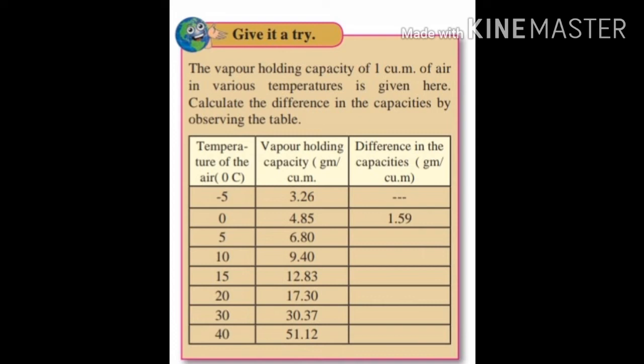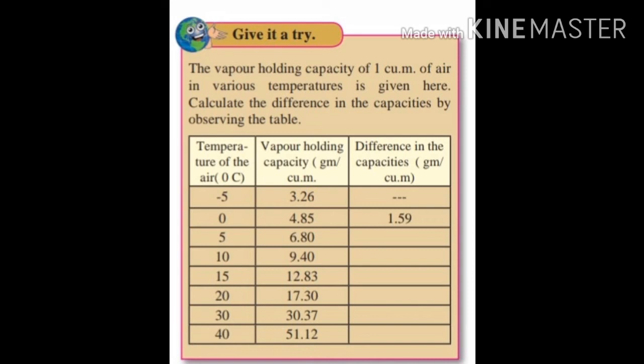Students, at 15 degree Celsius, the capacity of 1 cubic meter of air is to hold 12.8 gram of moisture. If this amount of vapor is present in the air, meaning 15 degree Celsius and 12.8 gram of moisture, the air is said to be saturated. At what position? When the temperature of the air is 15 degrees Celsius and the vapor holding capacity is 12.8 gram, then it is said that the air is saturated.